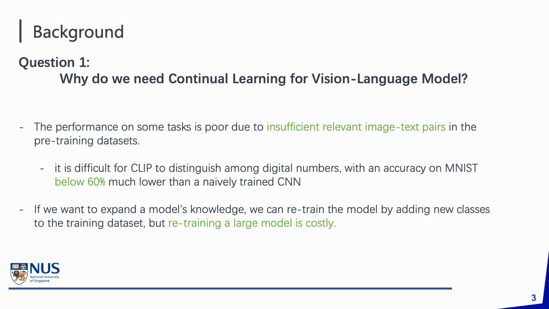There are two reasons. First, the performance on some tasks is poor due to insufficient relevant image-text pairs in the pre-training datasets. For example, it is difficult for CLIP to distinguish between digital numbers, with an accuracy below 60%, which is much lower than a naively trained CNN. Second, if we want to expand a model's knowledge, we can retrain the model by adding new classes to the training dataset. But retraining a large model is costly.